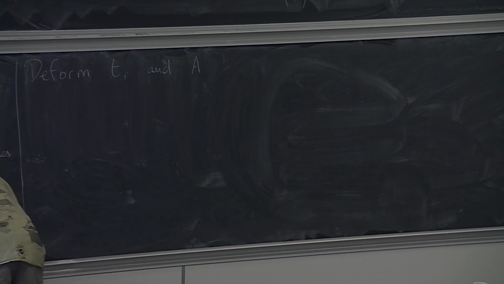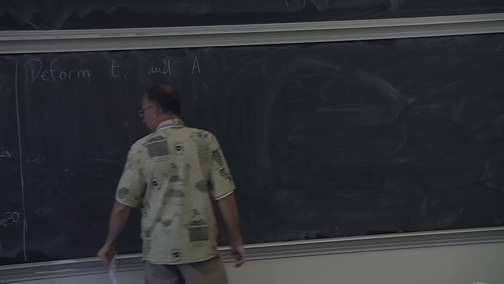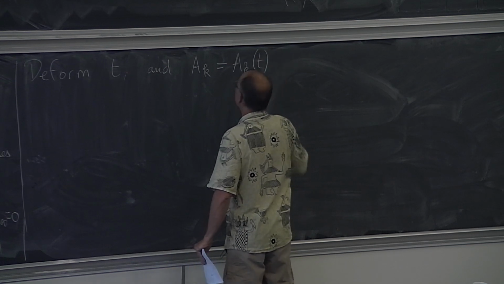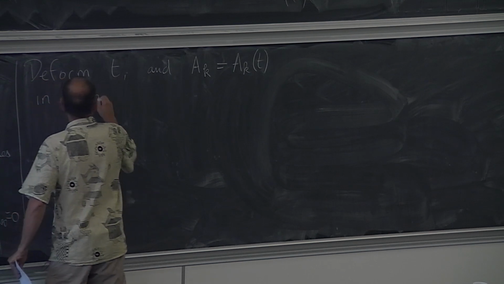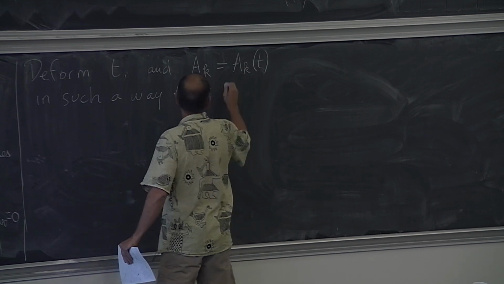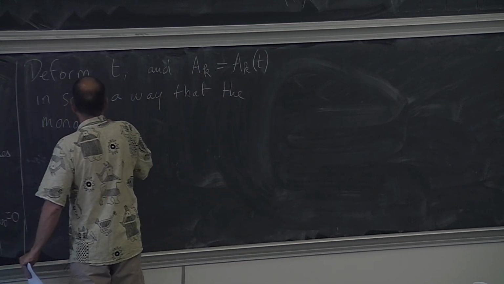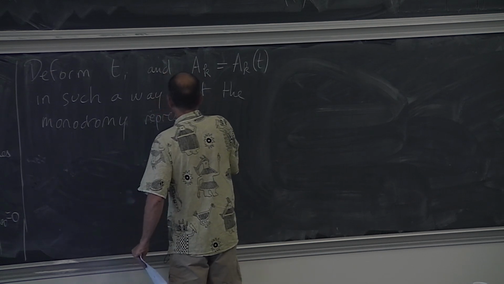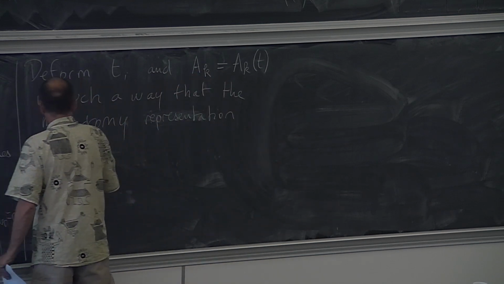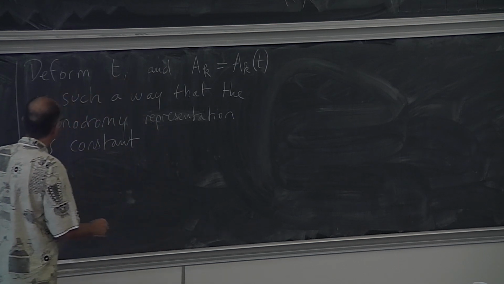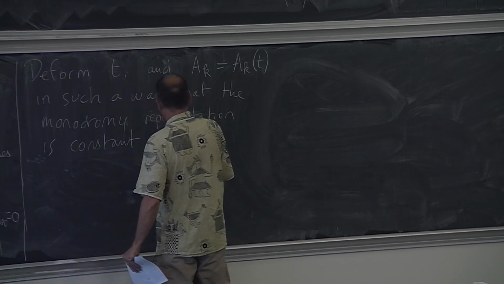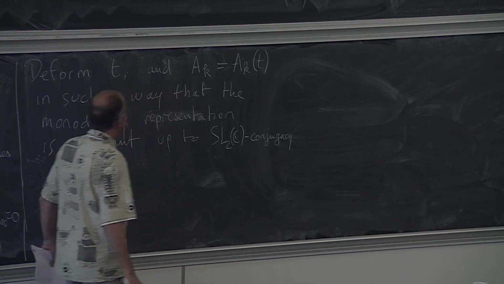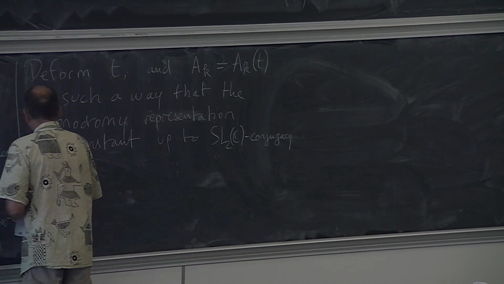Deforming the poles, you can always think that you have 0, 1, and infinity, which are fixed. So the first pole will be deformed. So you want to deform t and the matrices. So A_k are in small sl2(C). Now you deform A_k as a function of t in such a way that the monodromy representation is constant. I should say the class of the monodromy representation is constant up to SL2(C) conjugacy, along the deformation. And then the theorem of Schlesinger is as follows.